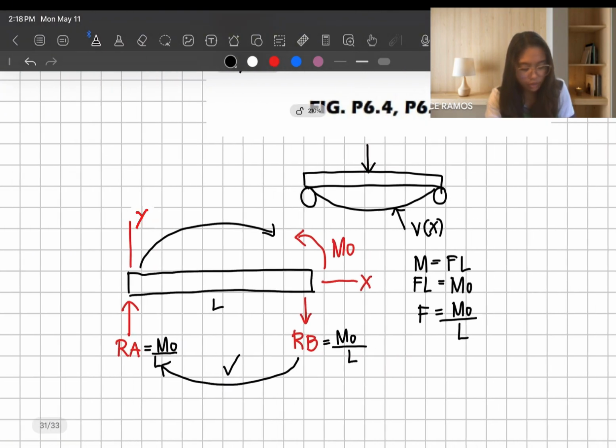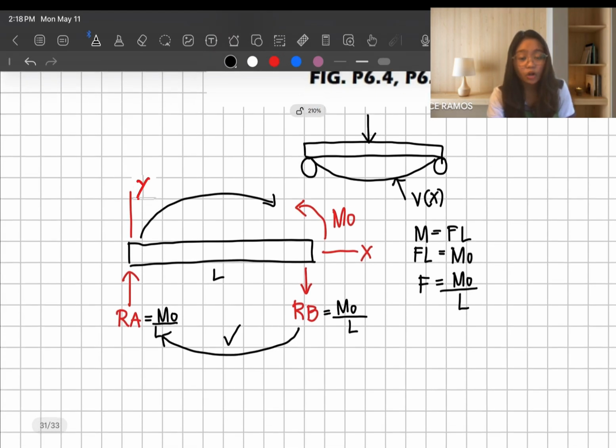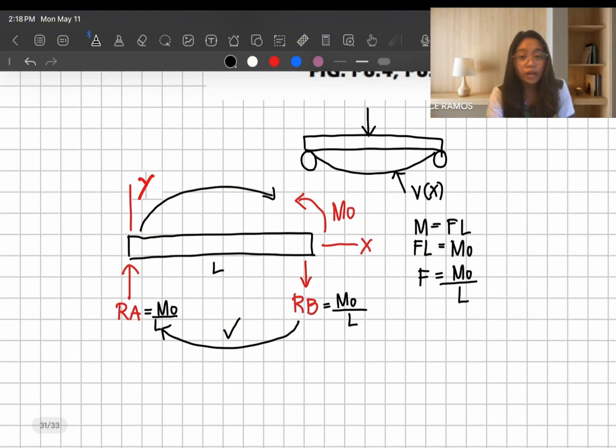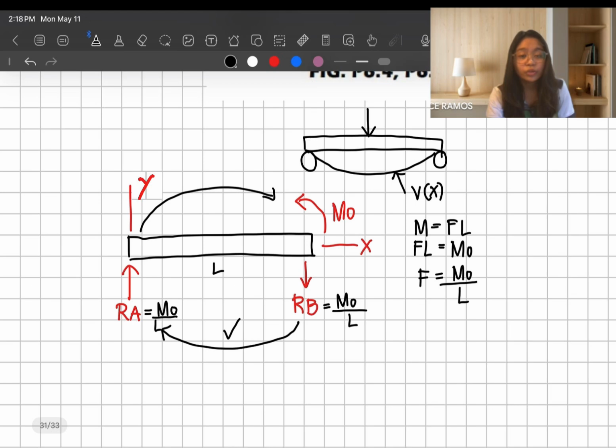So, after natin magawa yung ating FBD, is magpo-proceed naman tayo sa pag-draw ng ating internal forces. So while the free body diagram shows all the external forces and reactions acting on the beam, it does not show how the beam behaves internally. So to determine what is happening inside the beam, we will now analyze its internal forces.